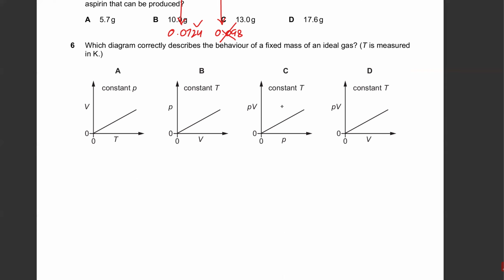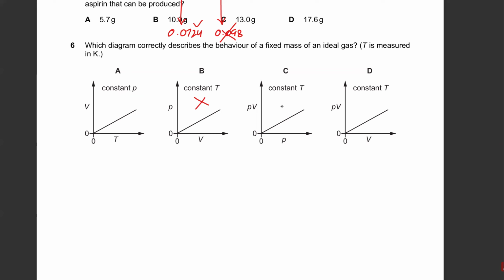Then, which diagram correctly describes the behavior of a fixed mass of an ideal gas? At constant temperature, when volume increases, pressure increases, that's wrong. B is wrong.